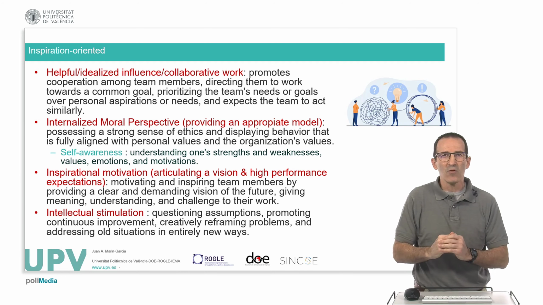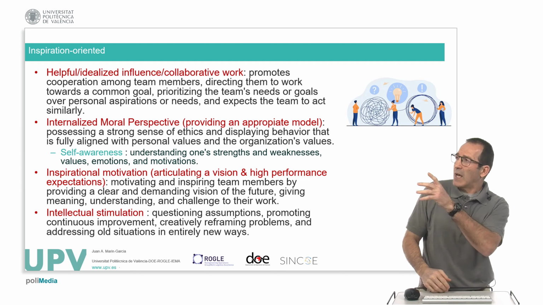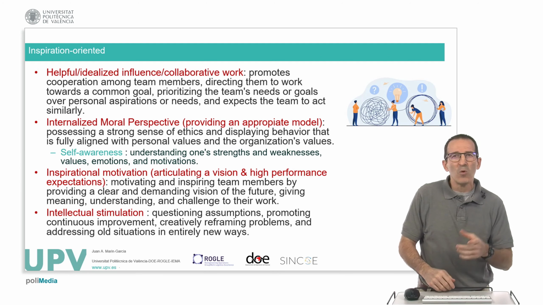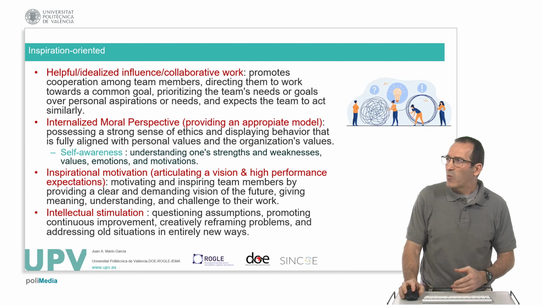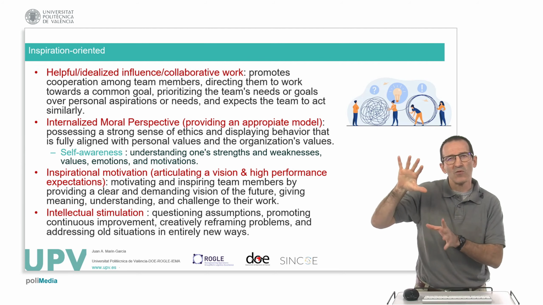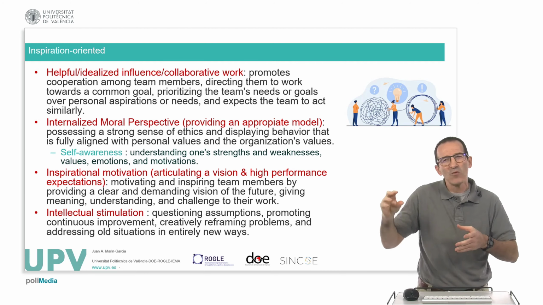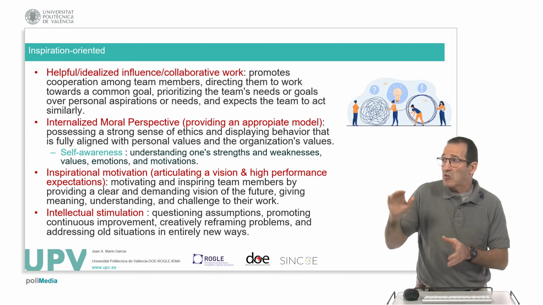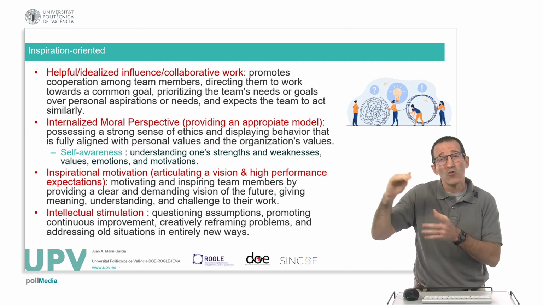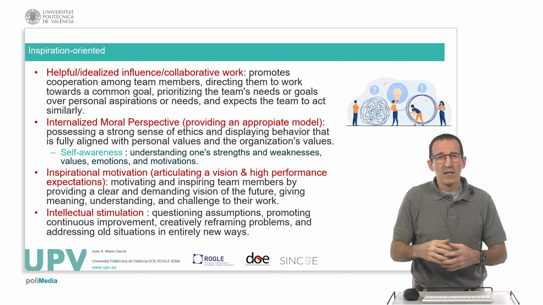In fact, on the slide, you can see that this category encompasses 6 pure styles. 5 of them are marked in red as they represent more defined categories, and 1 is marked in blue, which is self-awareness, which I consider a subdimension of internalized moral perspective. These styles are considered pure because they appear as such in some leadership models. Nevertheless, here we can group them within a broader category.